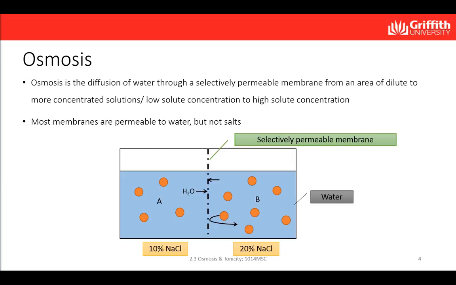Due to this difference in the concentration of water, water molecules from compartment A pass through the permeable membrane and move into compartment B, eventually increasing water levels in compartment B. This movement of water continues until the concentration of water molecules is equal on both sides of the membrane.